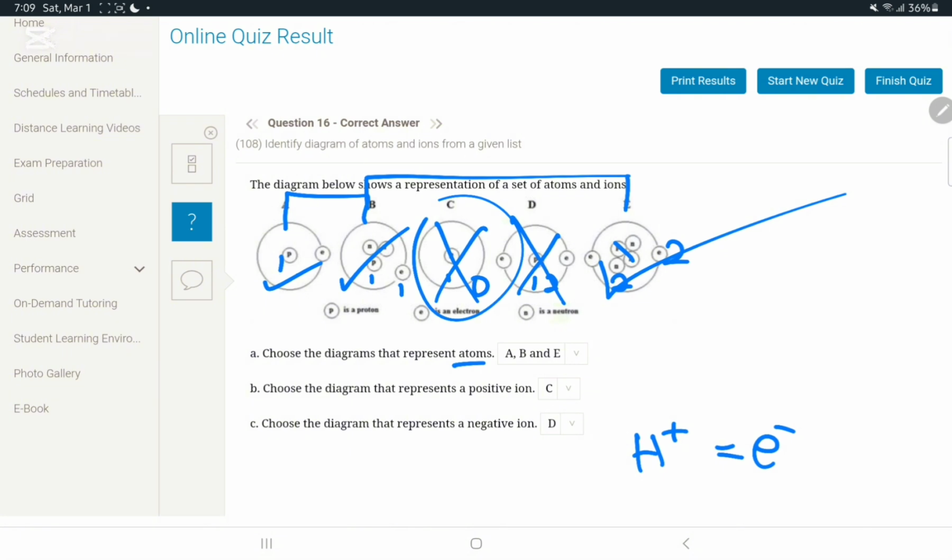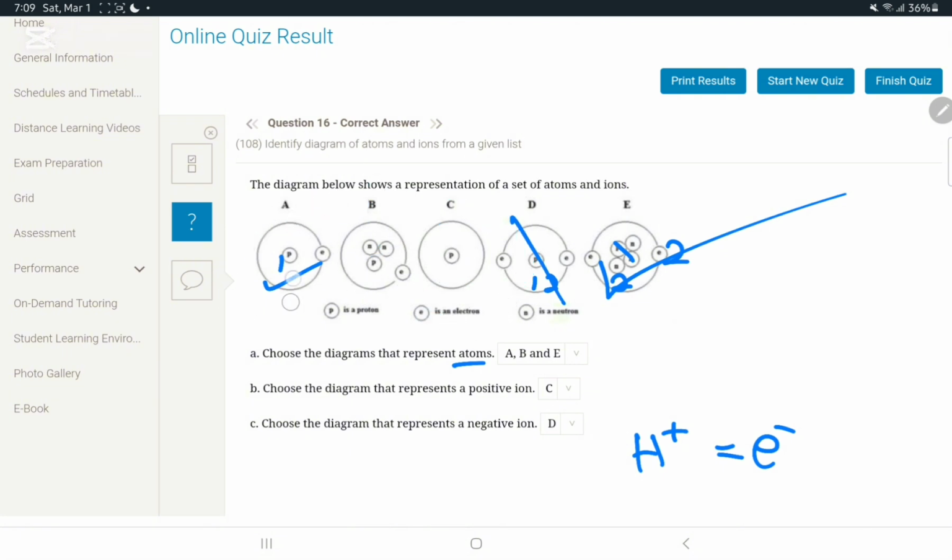Now, what is C? C has more protons than electrons, okay? More protons than electrons makes it positive. Therefore, it's a positive ion. And less protons than electrons, so 1 proton and 2 electrons, makes it a negative ion.